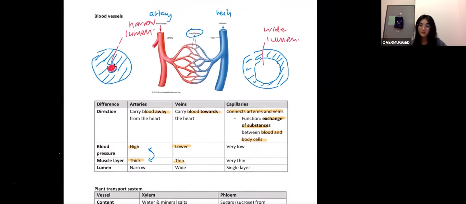Just remember for me, for artery, the blood needs to be at very high pressure, so a thick muscle layer, which also means it has a narrow lumen. Then for veins, we don't need such high pressure, so a thin muscle layer and a wide lumen.